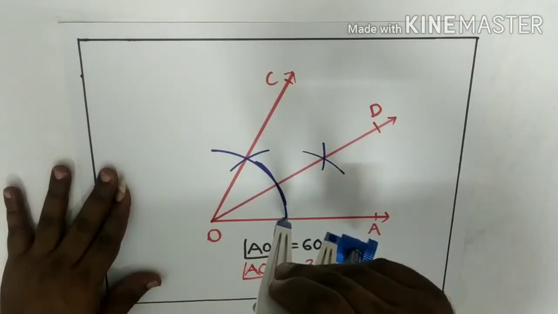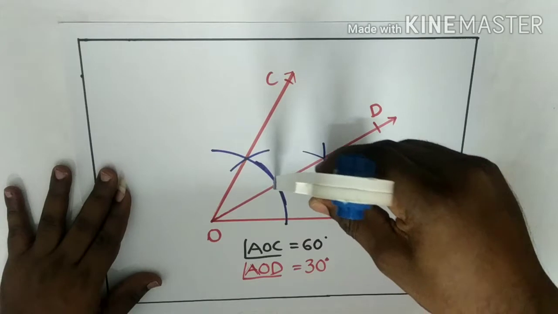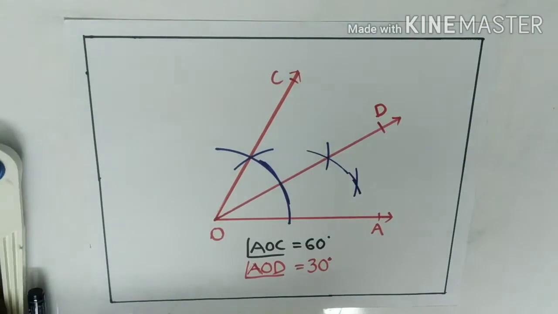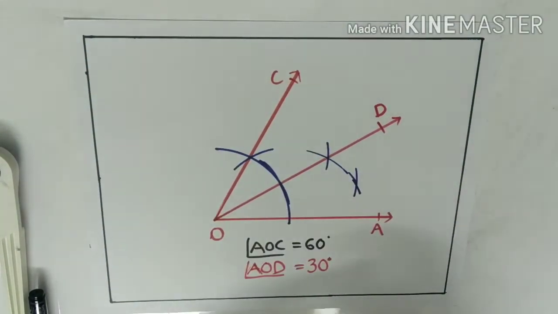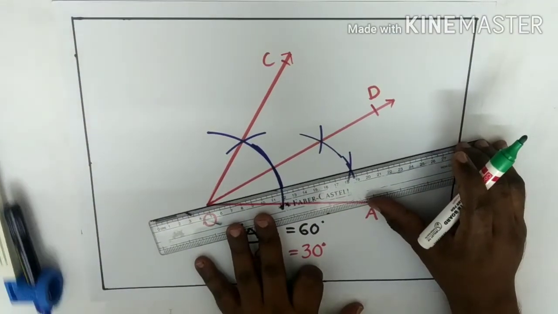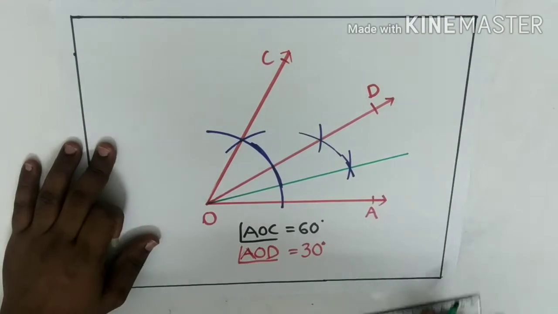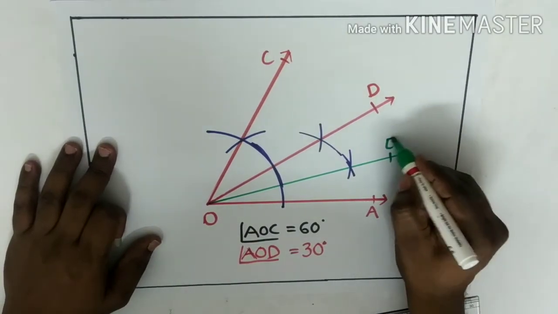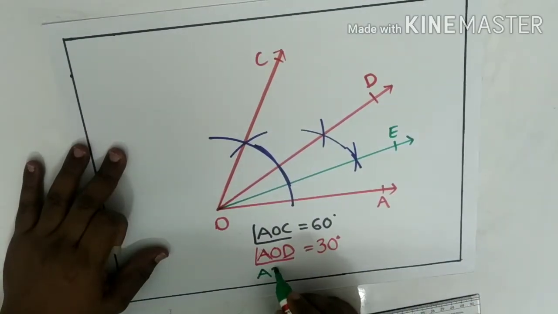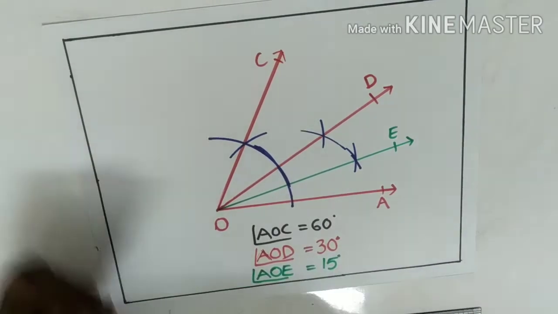From the intersection point and from here, now where these two arcs are intersecting, I am joining from the vertex O. Suppose if you consider it as E, then angle AOE is half of 30, which is 15 degrees.